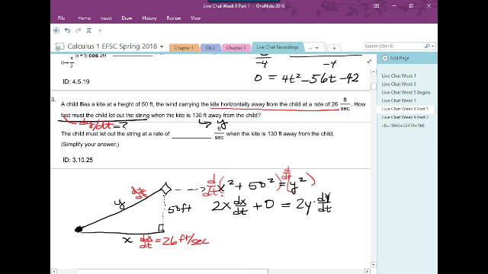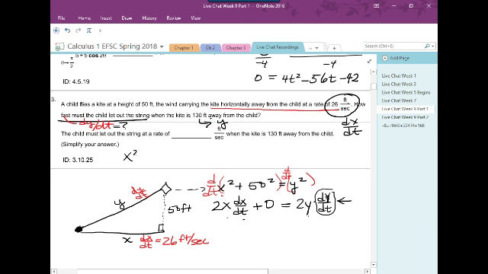A child flies a kite at a height of 50 feet. The wind carrying the kite horizontally away from the child at 26 feet per second. Remember, we said that's dx/dt. So we have dx/dt, we have y, and we are looking for dy/dt. But this equation requires that we also know x. So we can't plug in and solve for the one unknown, dy/dt, until we know the other unknowns as well.